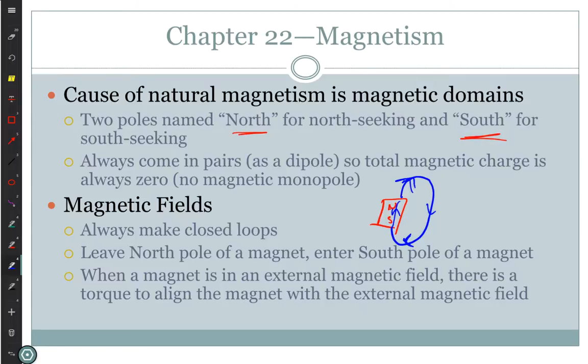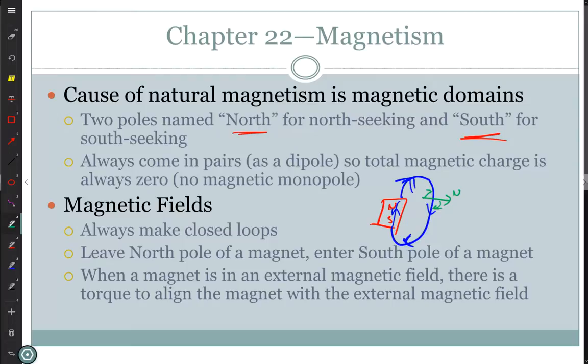So they make loops. What happens if I bring another magnet and I put a magnet, for instance, like this, so it has north pointing that way? What's going to happen to that magnet? It's going to have a torque to make it rotate so that the magnetic field lines will do what they're supposed to do, come out of the north and go into the south. So it should have a torque to make it align.